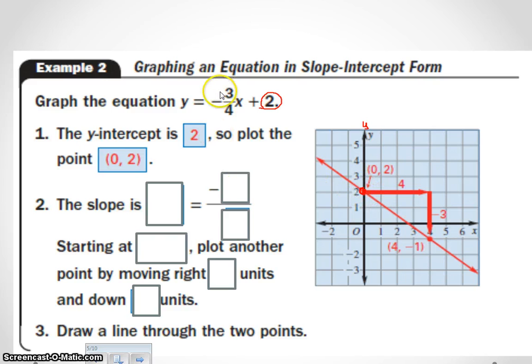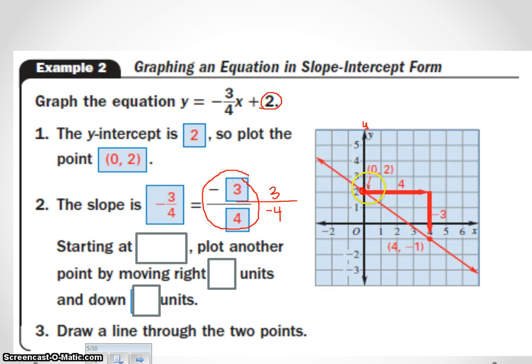The slope is negative 3/4. Put the negative with either the numerator or the denominator. I'm going to just put it up with the numerator. Again, it does not matter. You could also have positive 3 and negative 4. I'll show you that both ways work. So let's use what they had, negative 3 over 4.